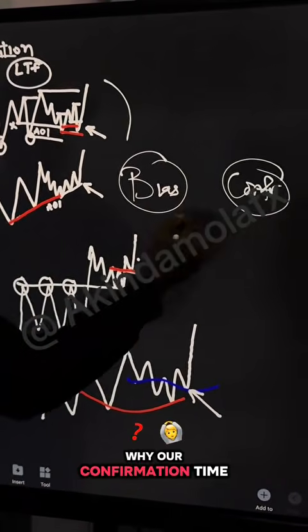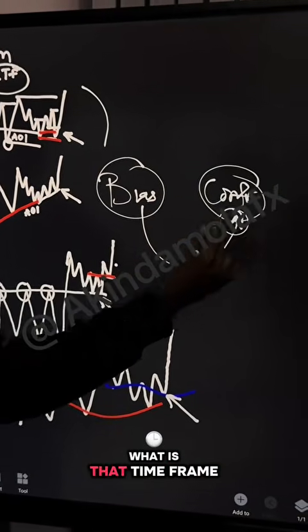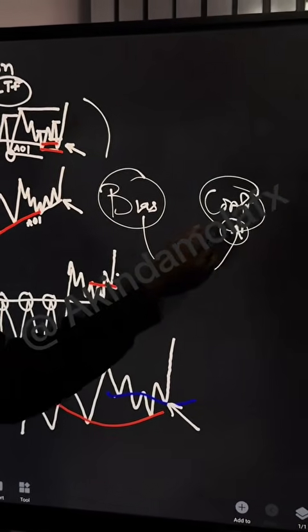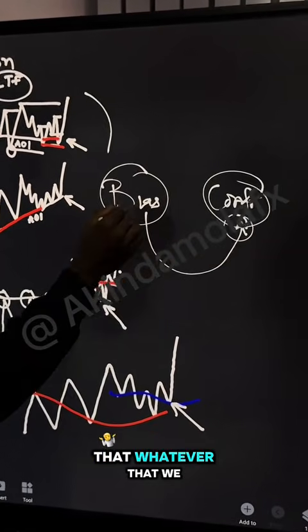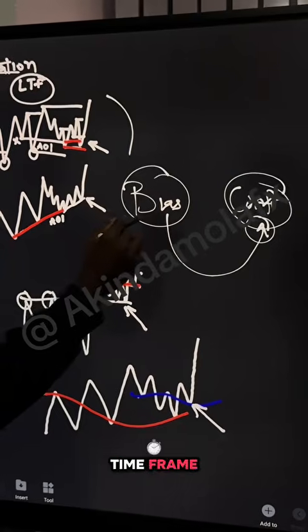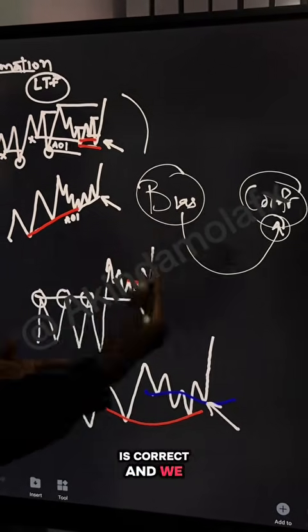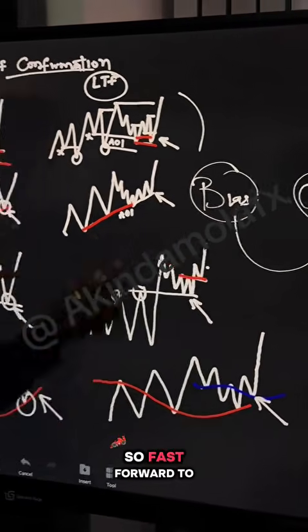While our confirmation time frame is what? Is that time frame that what? Give us a confirmation that whatever we have in our bias time frame is correct and we can invest our money from it. So fast forward to this.